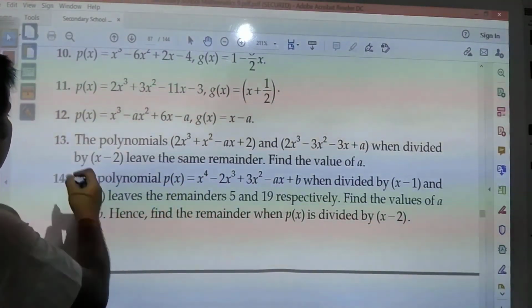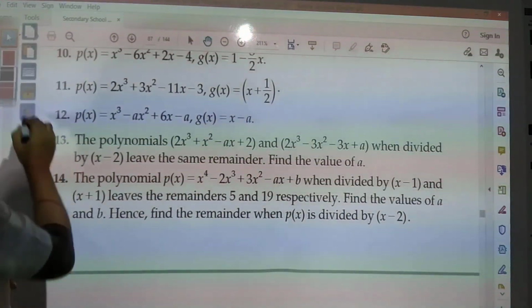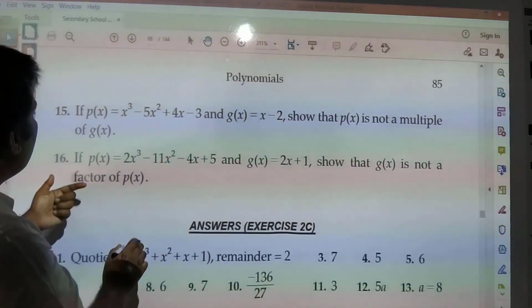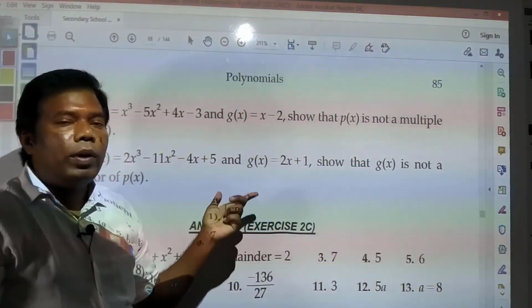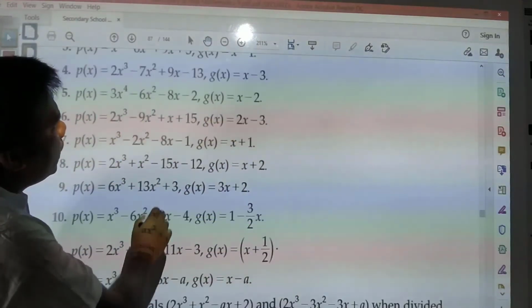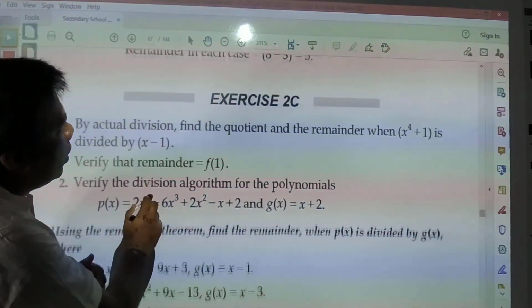And this question number 13 already I have solved. Rest other questions also if you want, all these questions up to 16 in the same way can be solved. So by this way this exercise gets over.